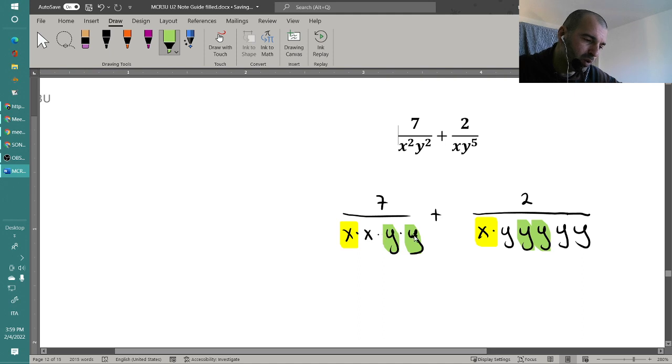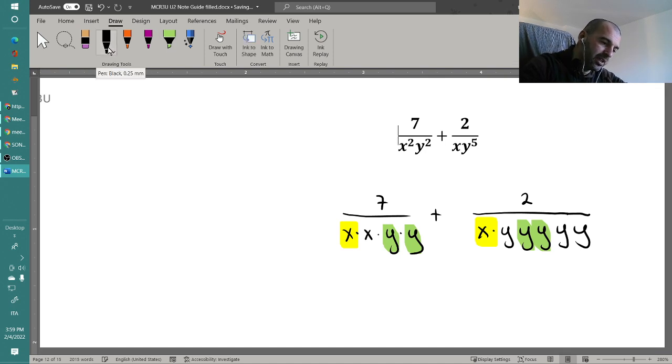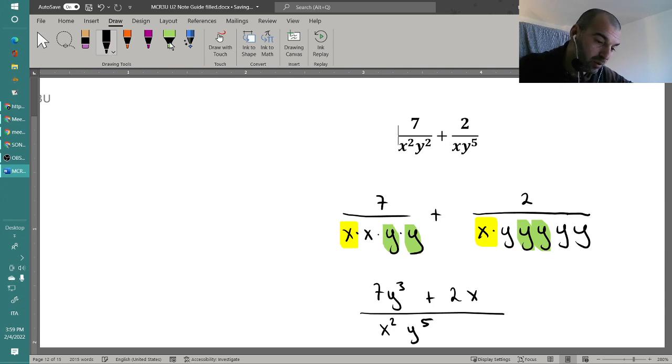This has 2 y's, this has 5. So therefore, this first fraction is missing 3 y's. So I'm going to multiply them all up into here. So I'm going to get 7 y to the 3rd plus 2x over x squared y to the 5th. Whoa, what happened there? Remember, I took these 3 and I multiplied them up into here. Then I took this 1 and multiplied it up into there.